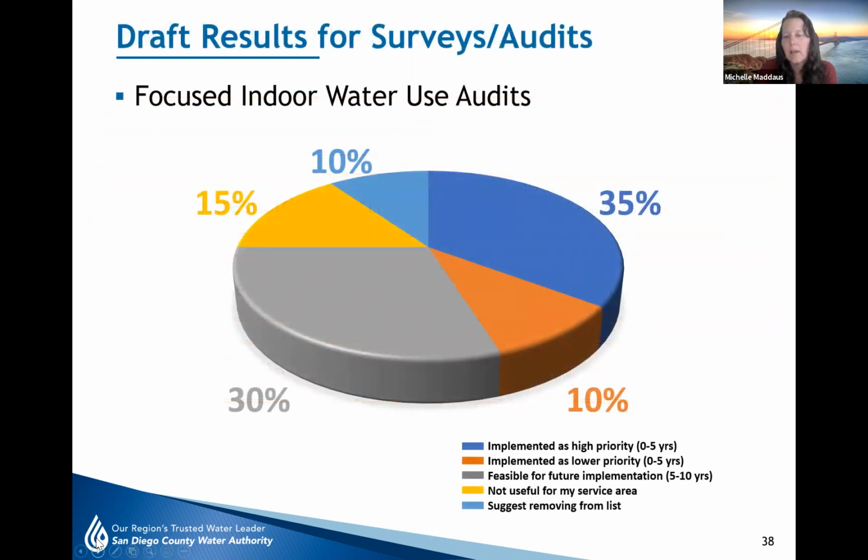So how did the survey results come out on this particular measure? Again, a little bit deeper dive. The blue, again, is the high priority. So we got 35% of people saying high priority on the indoor side, and 10% said lower priority, and 30% said feasible. So we've got about 60% saying it's feasible between 0 to 10 years. So that's the feedback for the indoor side. Next slide, please.